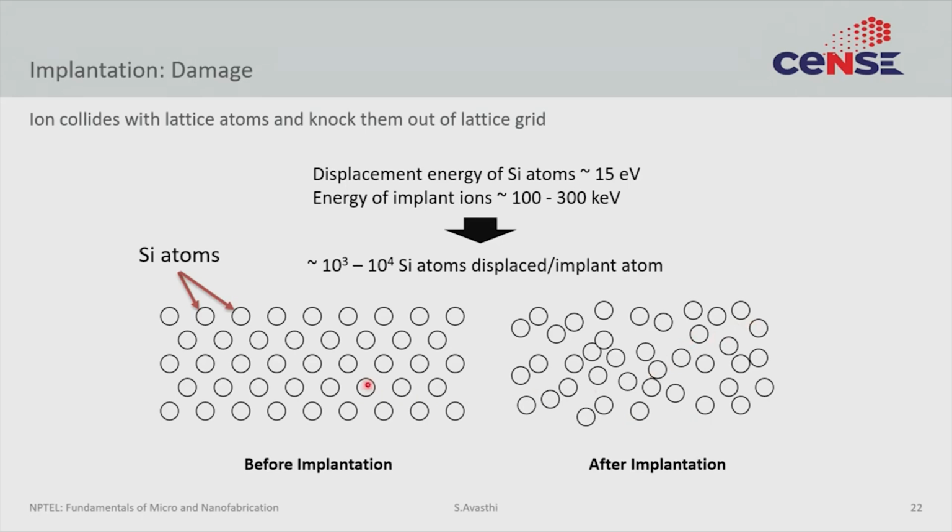If you just do some simple math, the displacement energy of moving a silicon atom is around 15 eV, okay. And you are shooting it with ions of energy say 100 keV. So, this is 15 eV, this is 100 keV, right. This is around 1000 to 10,000 times different. So, on average, one implanted atom coming in at an energy of 100 keV will end up displacing around 1000 to 10,000 silicon atoms, right. That is why it has that huge damaged region.